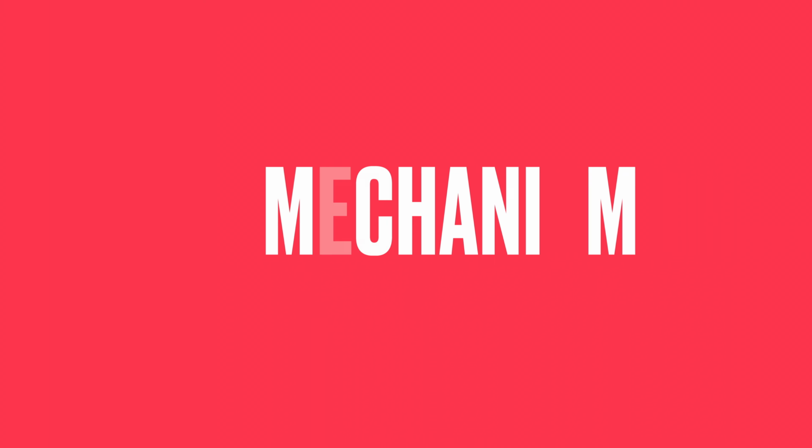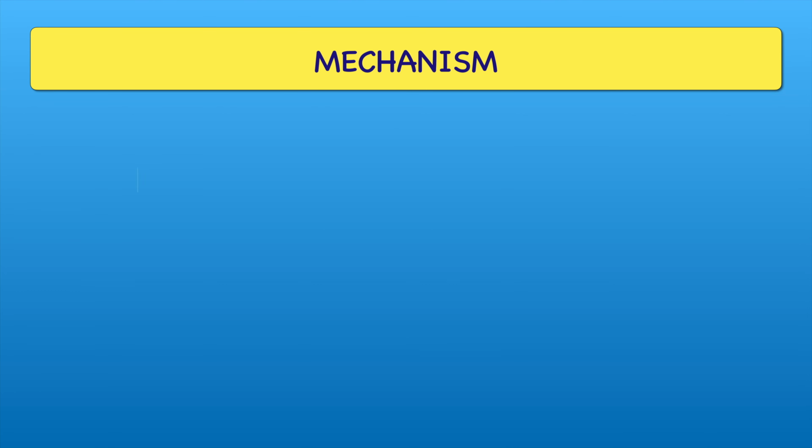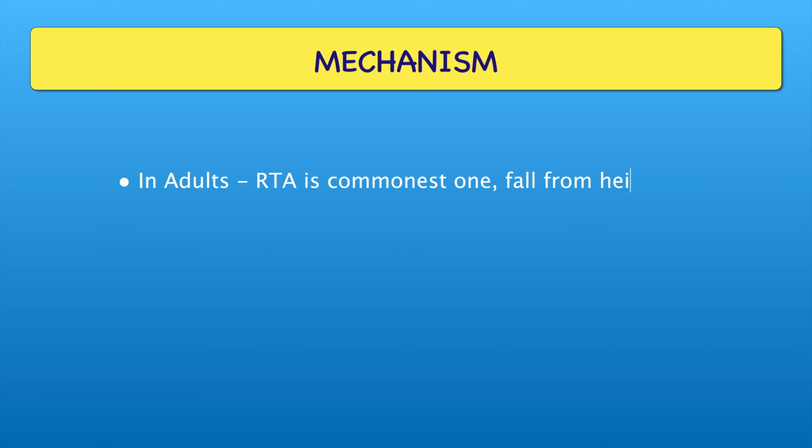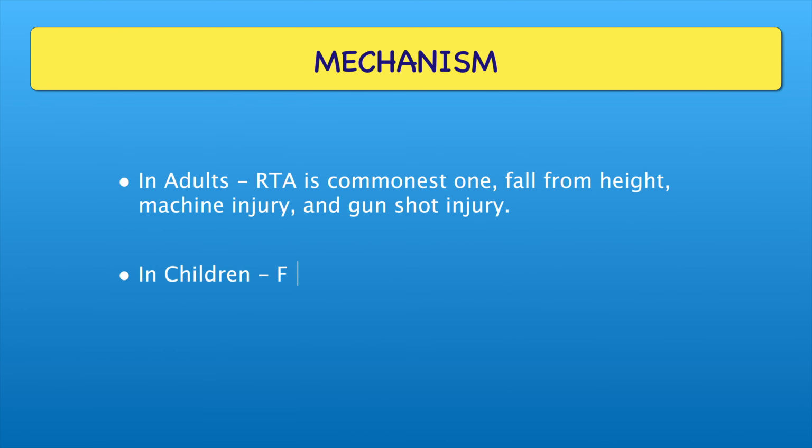Now come to the mechanism of fracture. In case of mechanism, this can occur due to: in adults, RTA is the commonest one, fall from height, machine injury, and gunshot injury. In children, fall from height and birth injury.